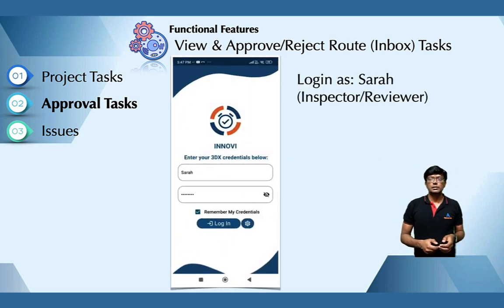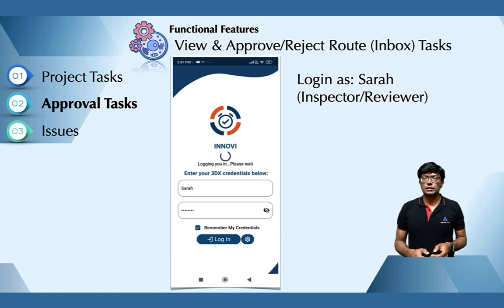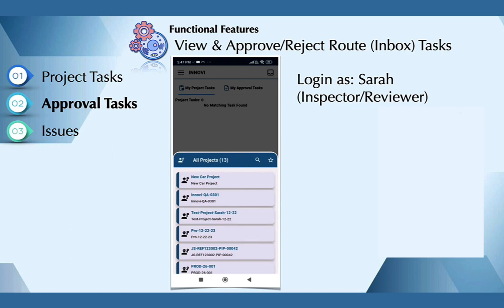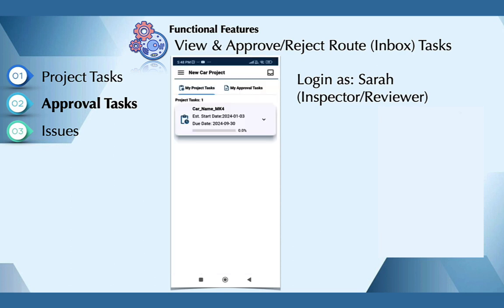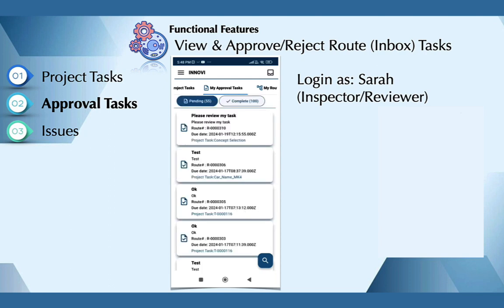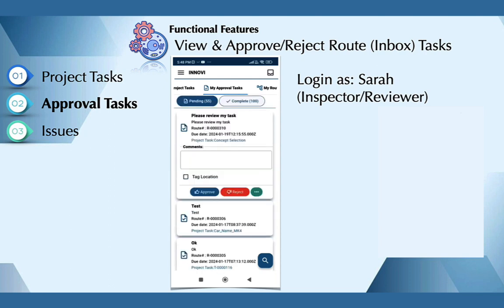So we are logging in as the reviewer or the inspector now. Once she logs in, she can see her project task if she is part of a project, and she can go to the approval tasks. So there's a separate tab called approval tasks where all your approval tasks are displayed. So she can locate to that particular approval task, and she can also tag location there.